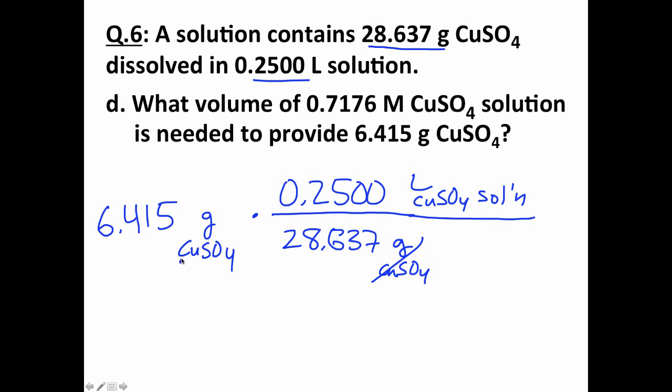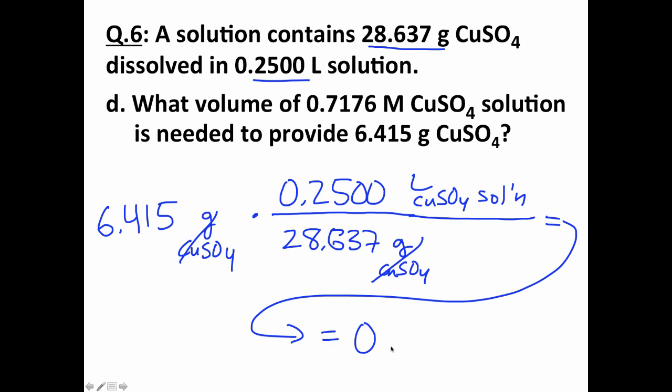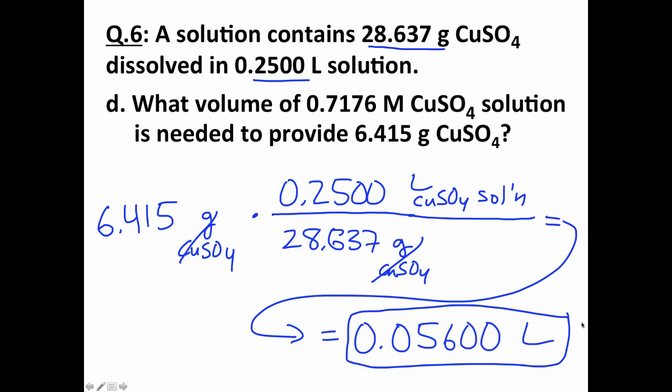And our conversion factor then cancels out the grams of copper sulfate, gives us liters of copper sulfate solution, and once again we get 0.05600 liters of the copper sulfate solution. And if we have a mass and a volume, then we can do a mass to volume conversion directly. But in many cases, what we will know is the molarity of the solution, and we're going to want to do it the way that we did the first time.